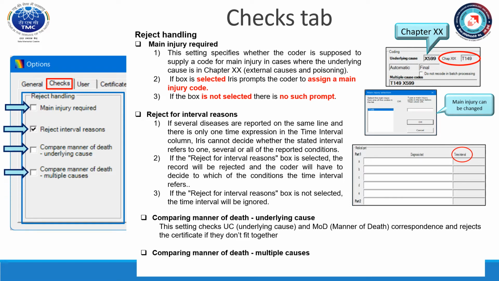The comparing manner of death, multiple causes setting checks reported multiple causes and manner of death correspondence and rejects the certificate if they don't fit together. For example, in case of suicide, all Chapter 20 codes reported on the certificate should fall between ICD-10 code X60 and X849 or should equal Y870.